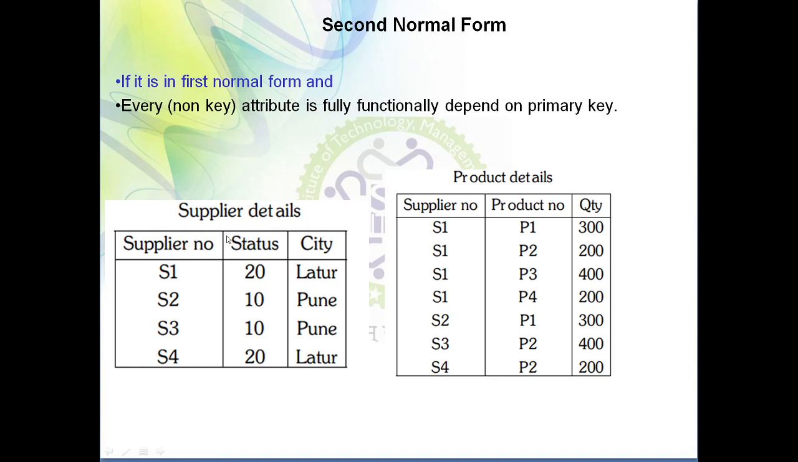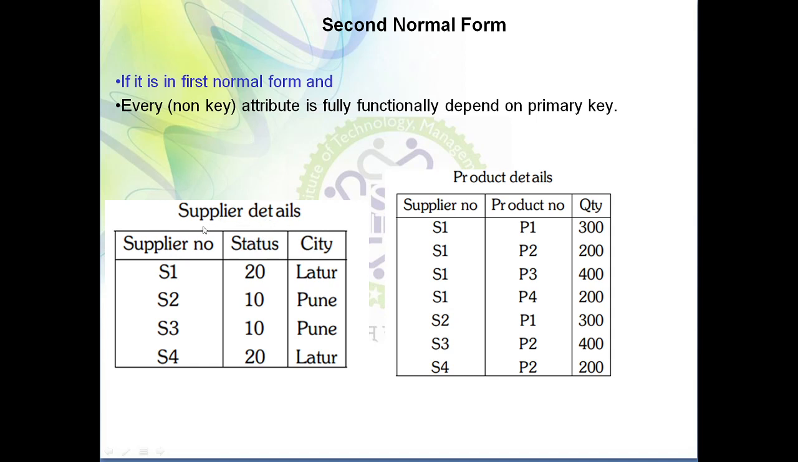In this case, what is the primary key? The primary key is supplier number. So this is the key attribute. Status is a non-key attribute, and CT is also a non-key attribute. But suppose I know the status value, then I can easily tell the value of CT. Status is just like a pin code. Suppose I know the pin code, I can easily tell the name of a CT. So in this case, one non-key attribute is able to find the value of another non-key attribute.